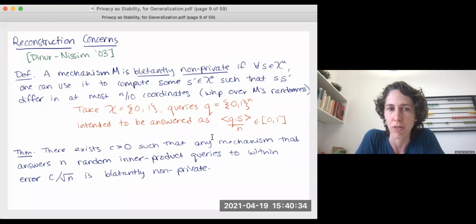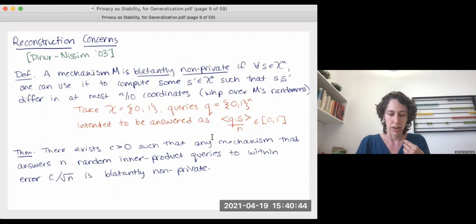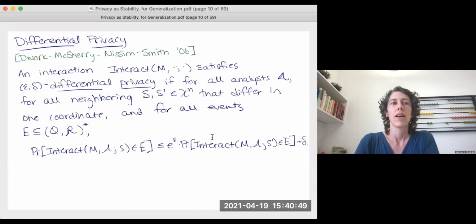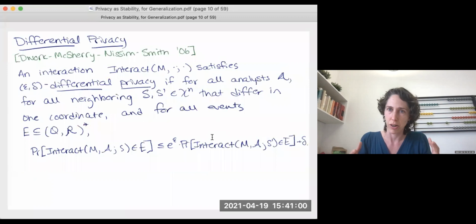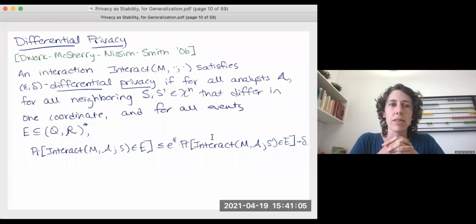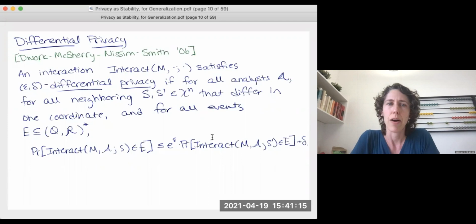Okay, so against this backdrop of bad news about privacy and tensions with accuracy, the notion of differential privacy emerged. It first appeared in a paper of Dwork, McSherry, Nissim, and Smith in 2006. Differential privacy, you should think of as a robustness or stability criterion for a computation. It's written here a little bit differently than you're probably used to seeing it, because I wrapped in the interaction with the analyst or adversary, but bear with me if you've seen it before and it looks a little unfamiliar.